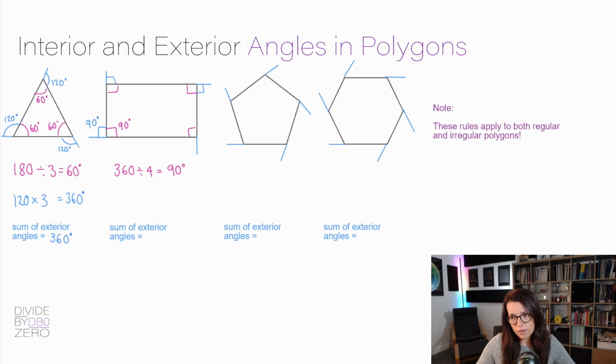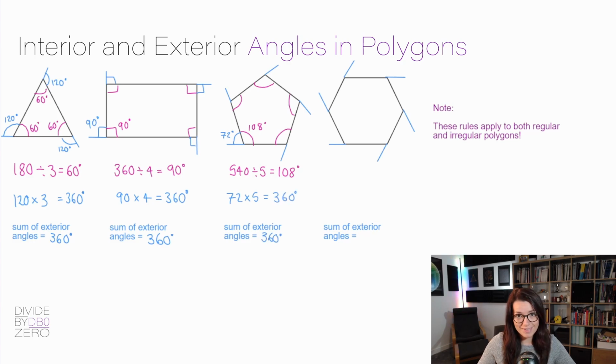Since there are 4 of those, we'll do 90 times 4, and that would also give 360. Onto the pentagon. So all of these added together, we found out was 540. 540 divided by 5 gives 108. If this one is 108, then the matching exterior angle would have to be 72. 72 times 5 is 360.